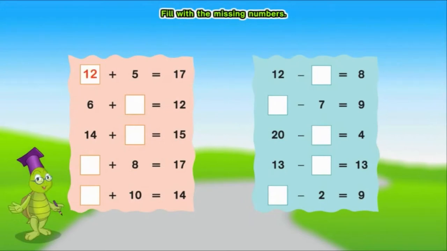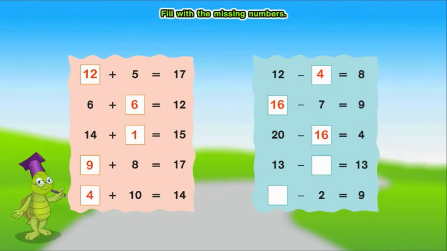Fill in the missing numbers. 12 plus 5, 17. 6 plus 6, 12. 14 plus 1, 15. 9 plus 8, 17. 4 plus 10, 14. 12 minus 4, 8. 16 minus 7, 9. 20 minus 16, 4. 13 minus 0, 13. 11 minus 2, 9.